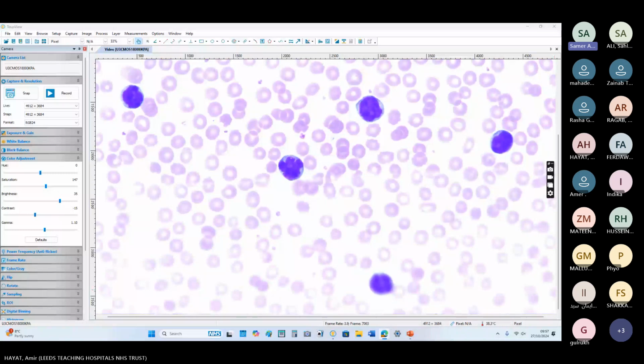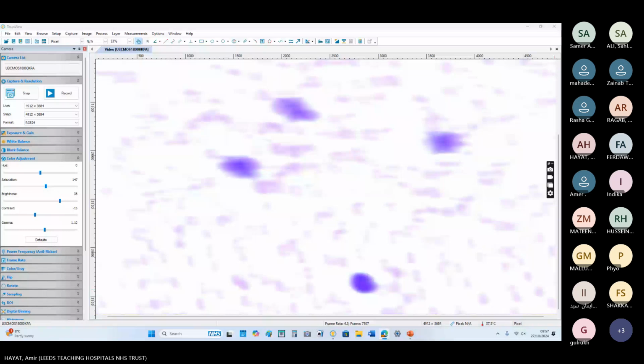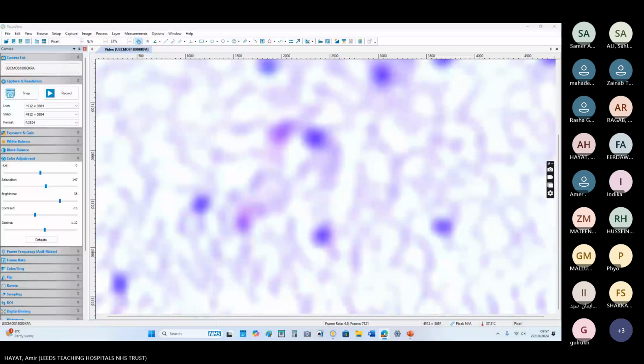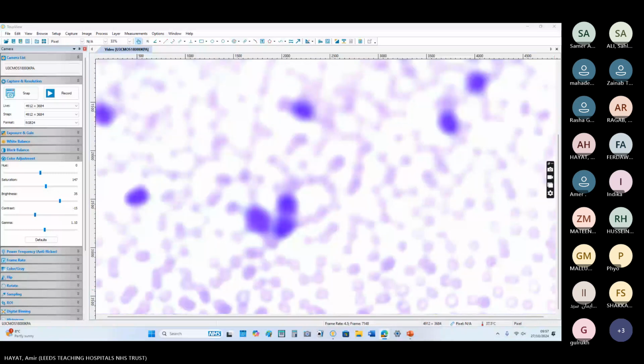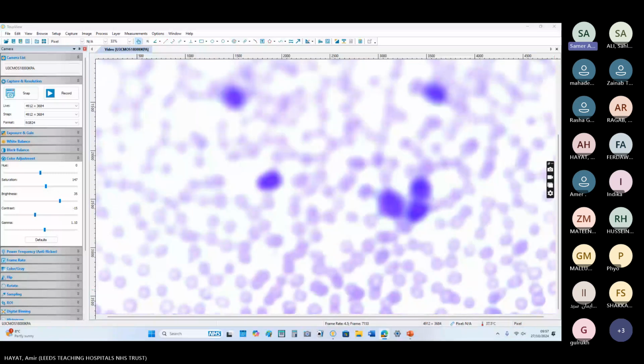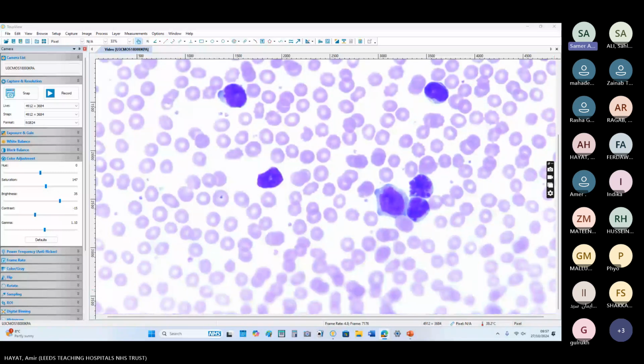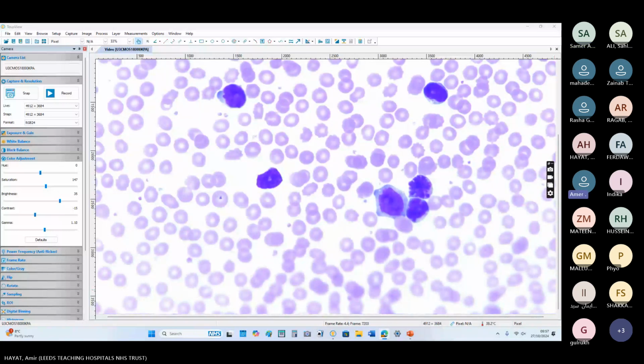Actually, some have a rosette sort of morphology. So it's likely an acute type of leukemia, and I would suggest further investigation, bone marrow testing, and flow. Patient is completely normal. He has no symptoms.